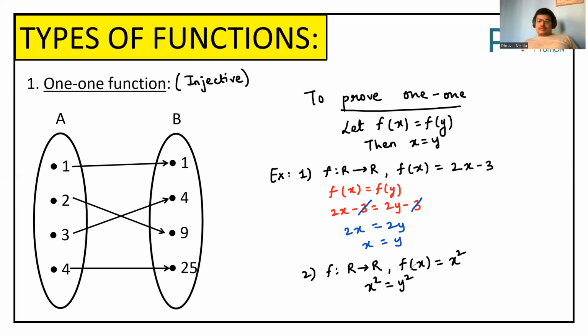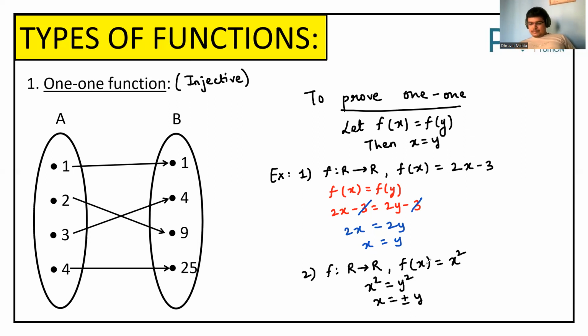Chalo, take square root. When we take square root, what will we get? X is equal to plus minus y. Exactly. So this is not 1-1 because we are not getting only x equal to plus y. Along with x equal to plus y, another answer is coming, x equal to minus y. So this is not 1-1.